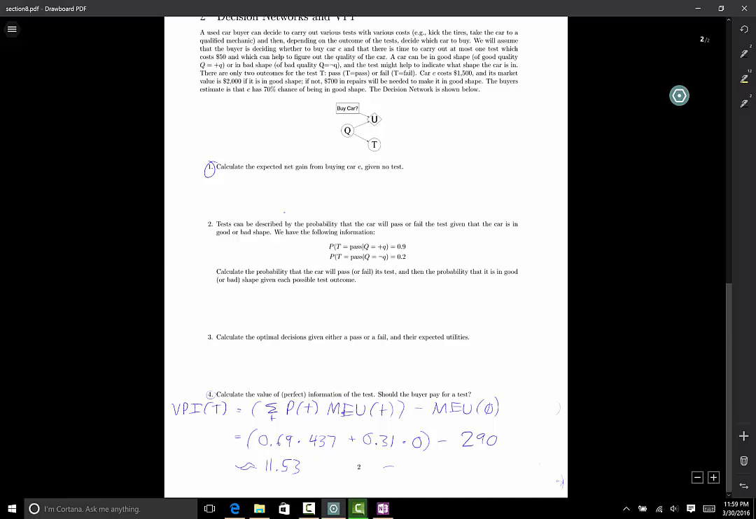But they say the test costs $50. But the amount of information I get, the value, is actually $11.53. Therefore, we don't want to pay for the test because that information is not worth it. And that's it.